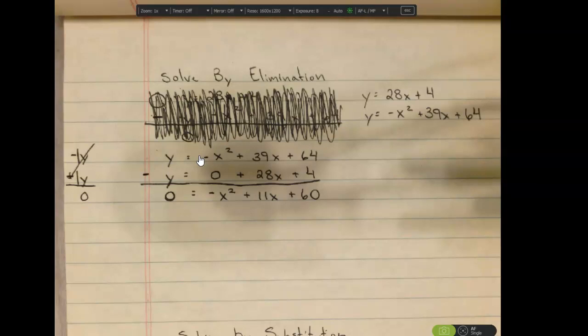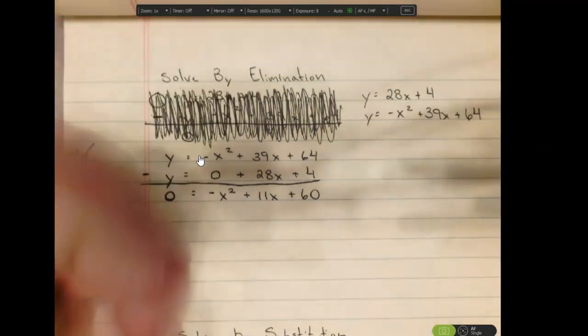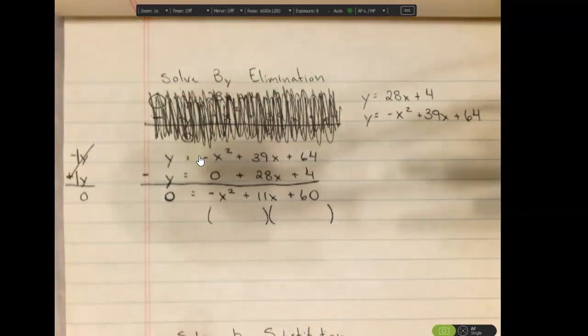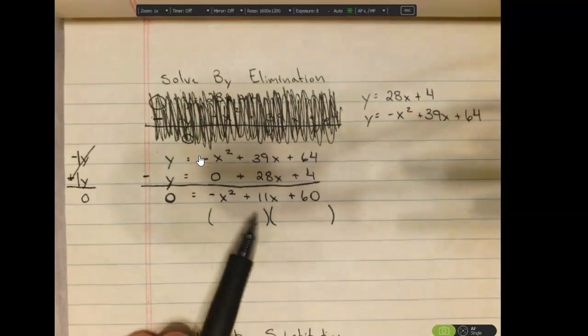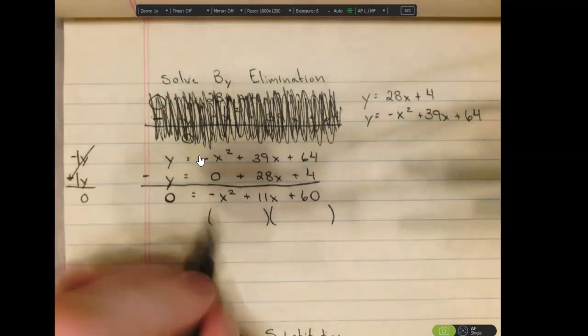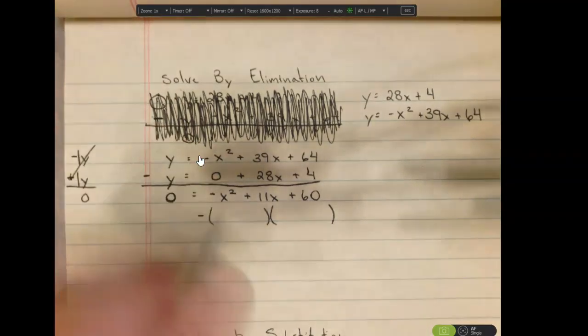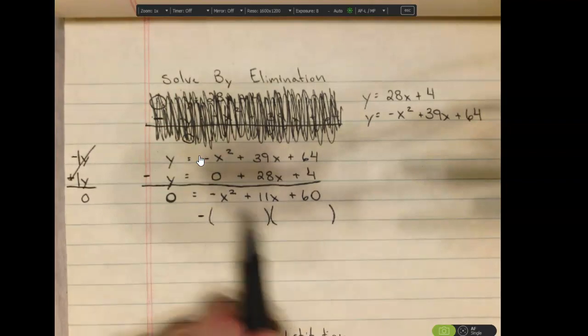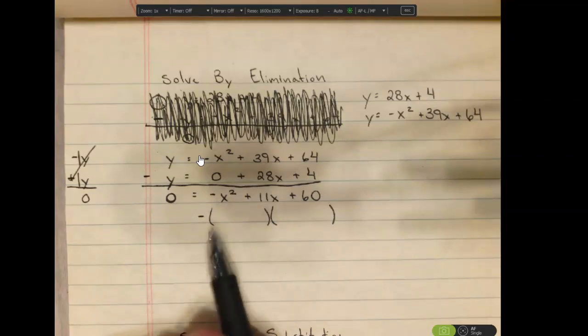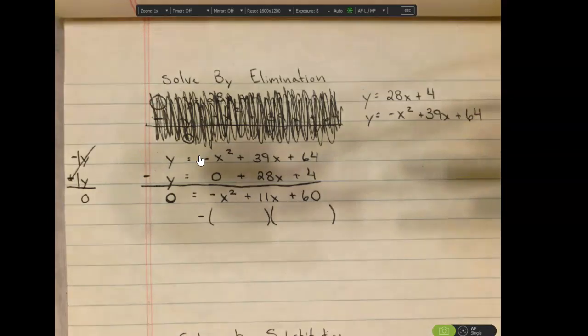From here, I want to now factor. I want to factor this into two sets or two quantities that whenever we FOIL them are going to give me this negative x squared plus 11x plus 60. So whenever we break this down, I know that I can pull out a negative because there is a common theme here, and I want to try and get this x squared to become positive. So I can pull out a negative from this x squared plus 11x plus 60.